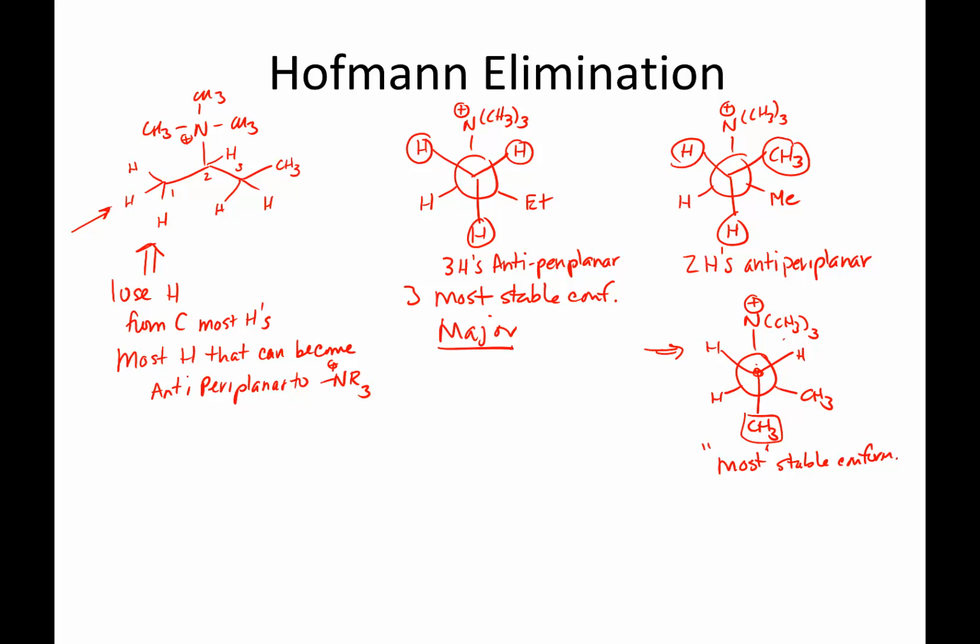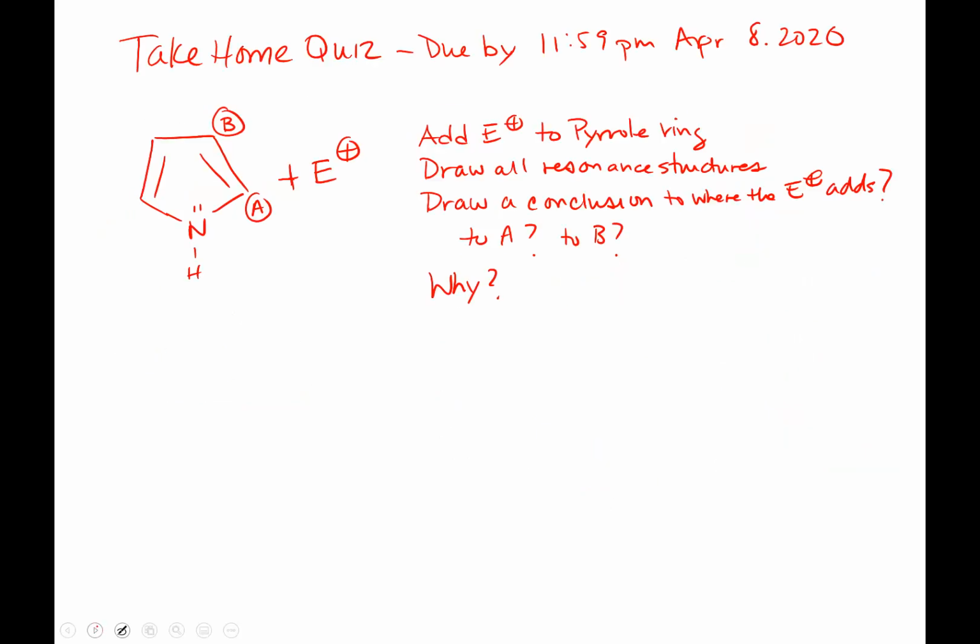So this is the reason why you form the double bond to the carbon with the least number of hydrogens, leading to the less substituted double bond, the Hofmann product. Not the Zaitsev product, the Hofmann product. Okay. So in Hofmann elimination, that's what we make.